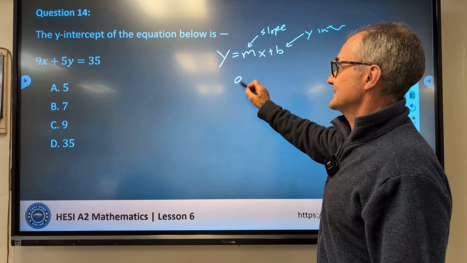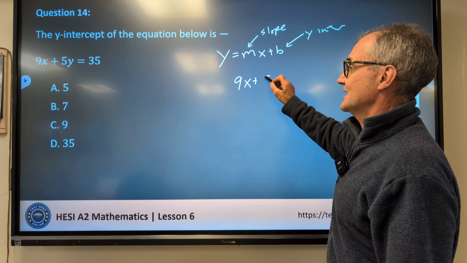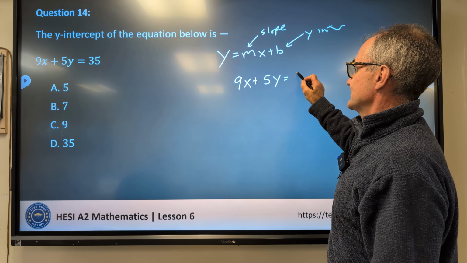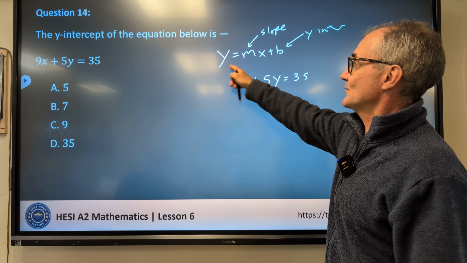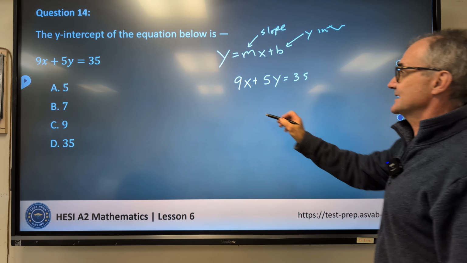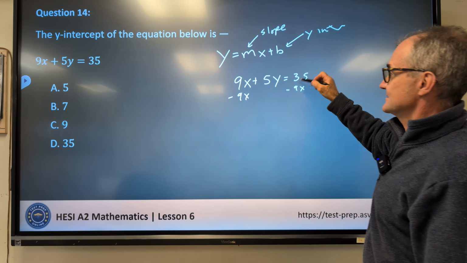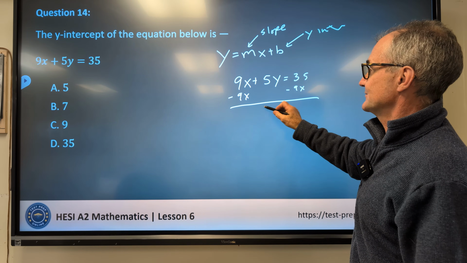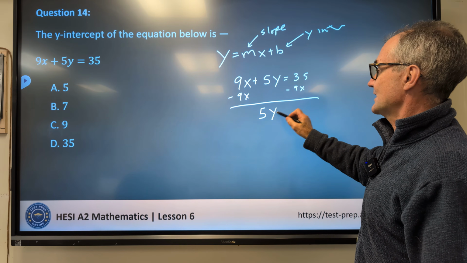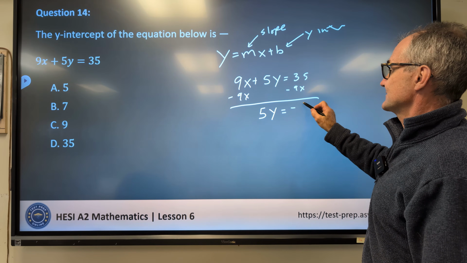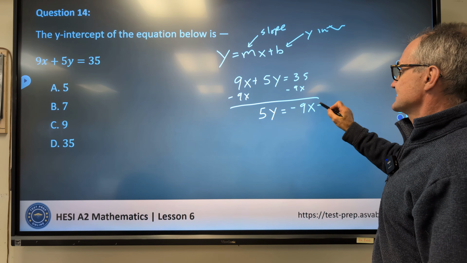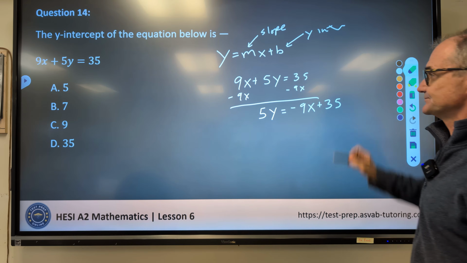So I have 9x plus 5y is equal to 35. I want to keep the y over here, so I got to get rid of that 9x. I'm going to subtract 9x from both sides. These are dissimilar, so I can't combine them. So I have 5y equals negative 9x plus 35.